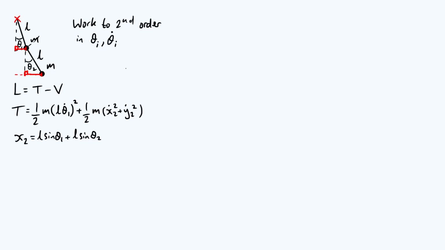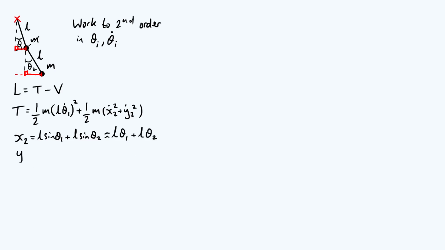right? So we can use the small angle approximation on these sine terms here and say that sine θ is roughly equal to θ, because if you think about the Taylor expansion of sine θ, the next highest order term is a cubed term, which is higher than we are working to for the purpose of this video. So our x2 is going to be roughly equal to L θ1 plus L θ2, because sine θ is roughly θ. Okay, good.